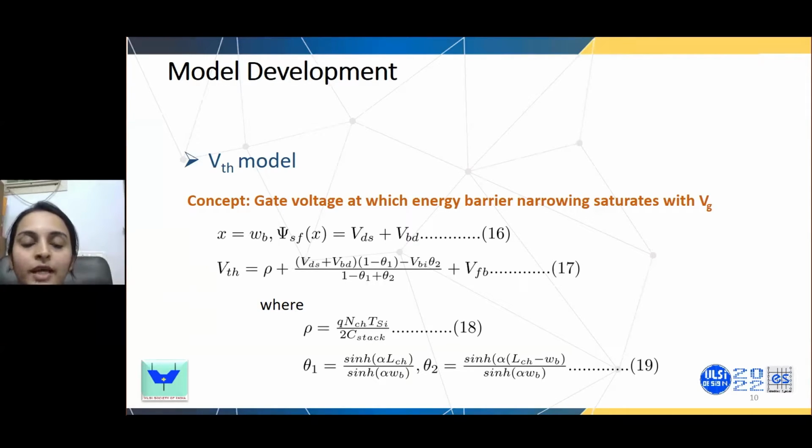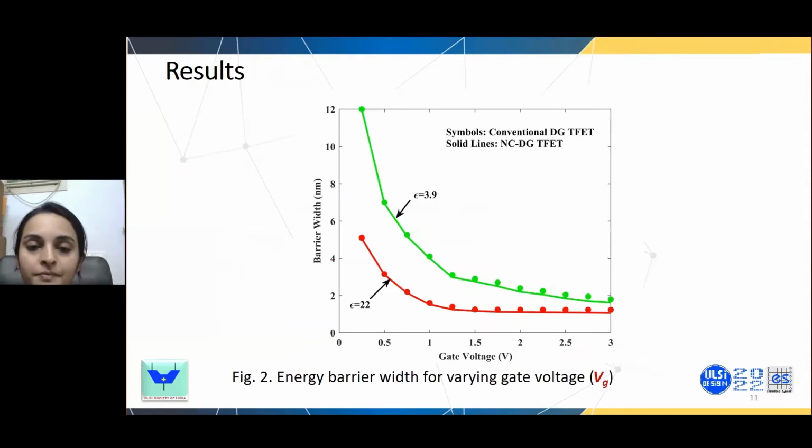And if you substitute X equal to WB, where WB is the saturated barrier width, and psi SF, the surface potential, as VDS plus VBD, where VDS is the drain voltage and VBD is the built-in potential of the drain side, and if you replace VG with VTH and substitute these values, you'll be getting equation 17. That is the threshold voltage model, where we'll be obtaining the constants from equation 18 and 19.